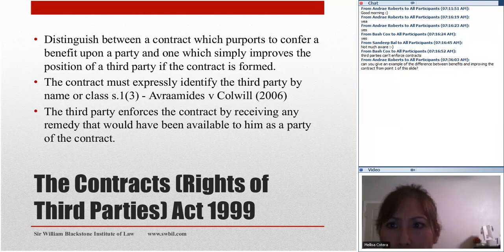Can you give? Andrea, from one of this slide, which one do you refer, this slide or the previous slide? This slide, okay.